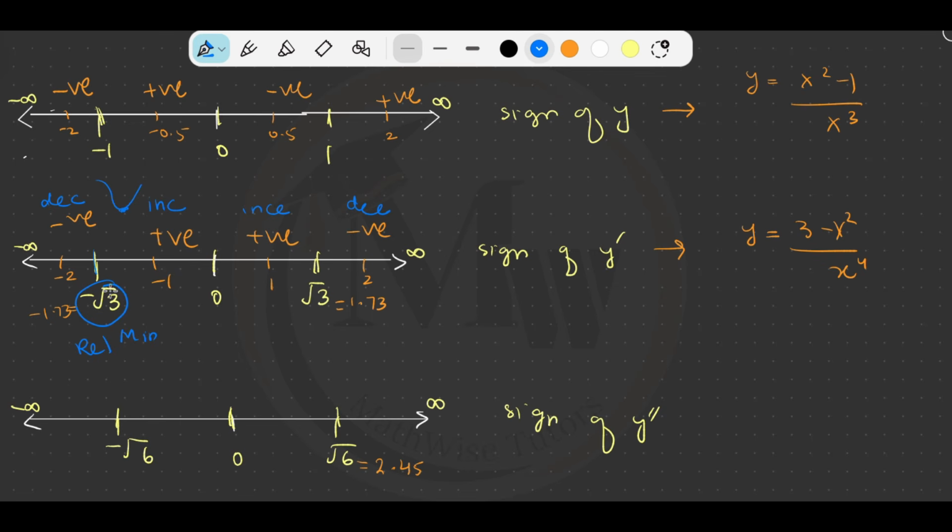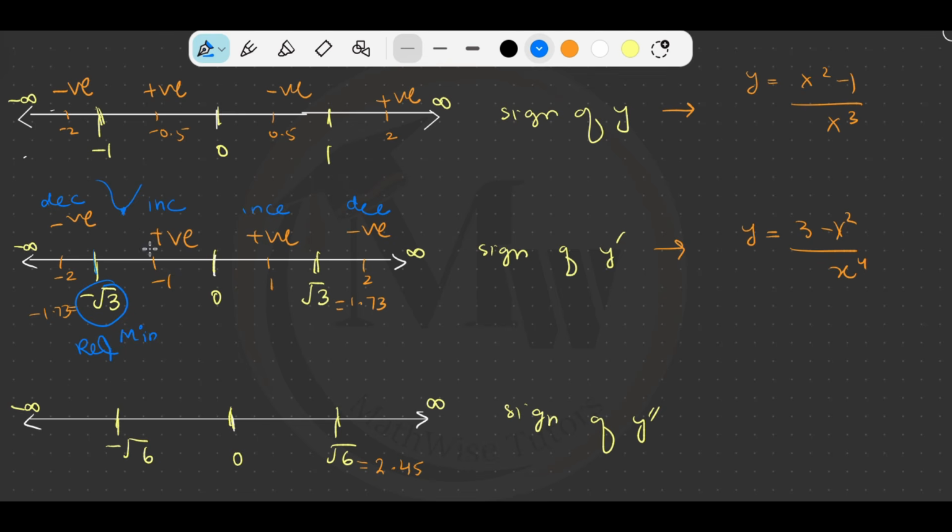Relative minima means the value is at its lowest point. So when the sign is changing from negative to positive, the point around which you are checking is actually the relative minima, not the interval. The interval is increasing or decreasing, but when you need to tell what the relative minima is, you have to tell at which point you have it. So relative minima at minus square root of 3.